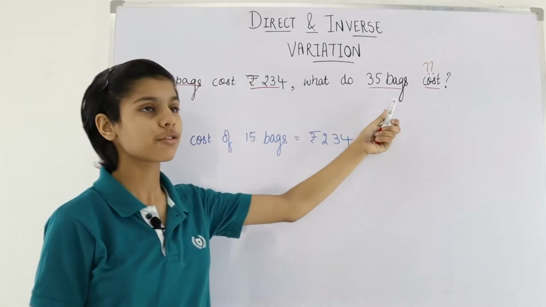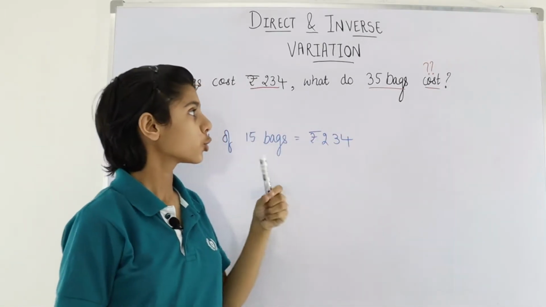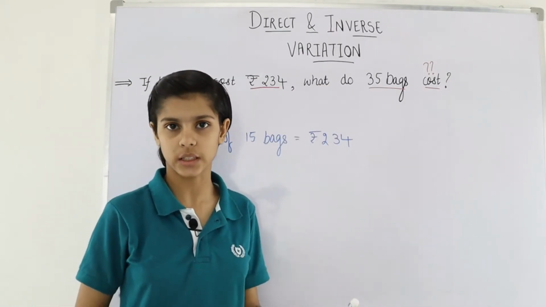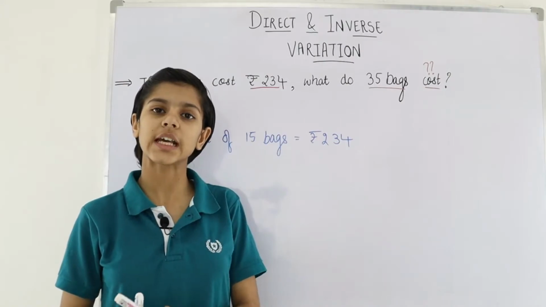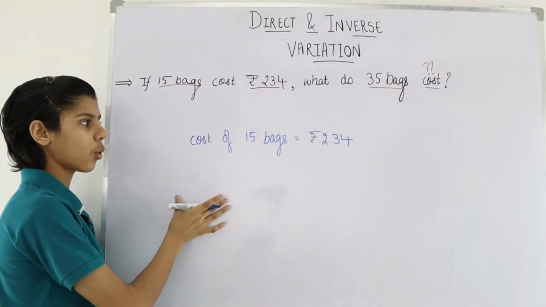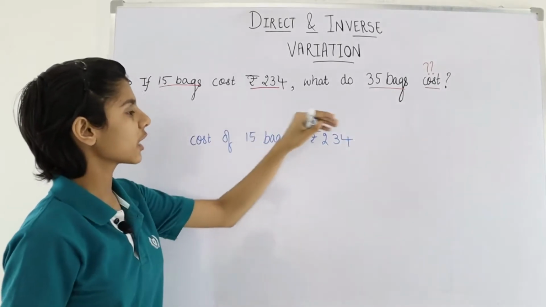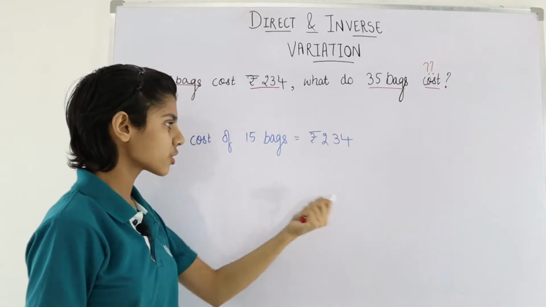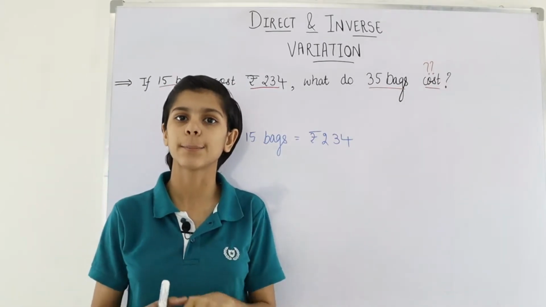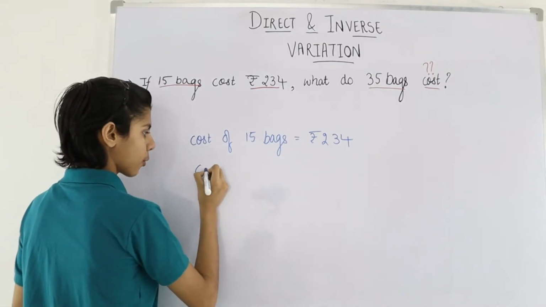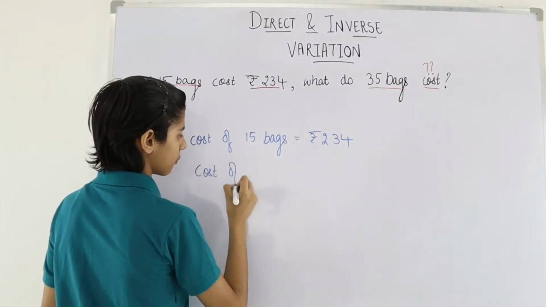हमसे 35 बैग्स की कोस्ट पूछी है. तो 35 बैग्स की कोस्ट निकालने के लिए सबसे पहले हमें यूनिट क्वांटिटी निकालनी है. That is, we will take out the cost of one bag, because if we will take out the cost of one bag we can easily take out the cost of 35 also, as it shows that unitary method is applicable here. So we will write here cost of one bag.